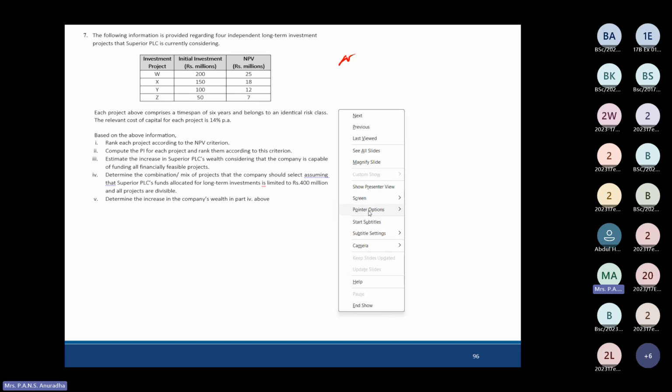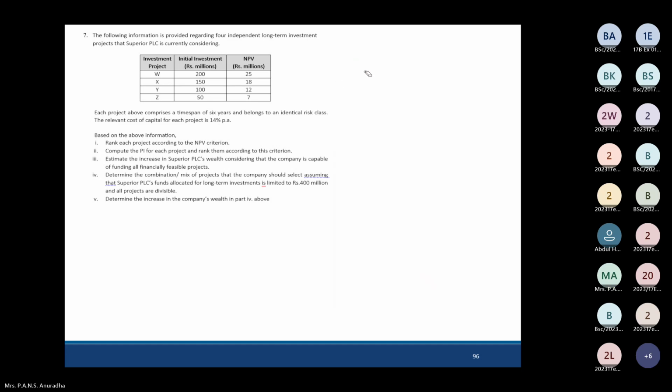So let's do that quickly. Based on the NPV, you can rank the projects W, X, Y, Z. NPV is 25 million, 18 million, 12 million, and 7 million. Therefore, the first one is W, same order: 1, 2, second one 18 million, this is 3, this is 4. Then compute the PI index for each of them and rank according to it.